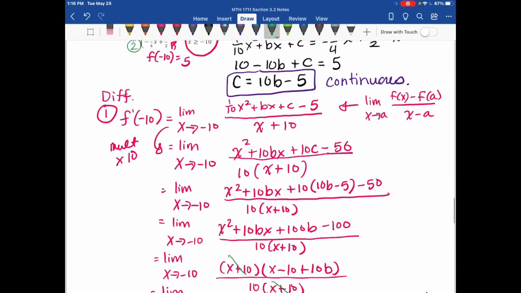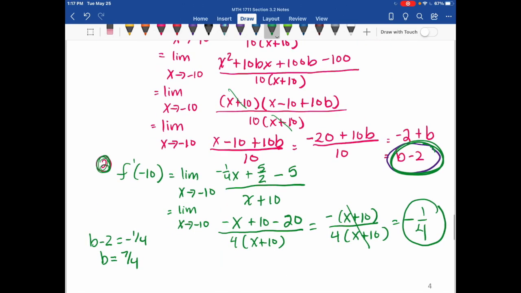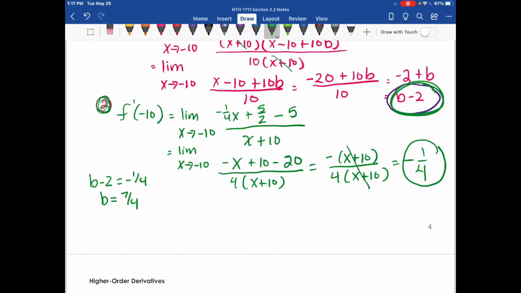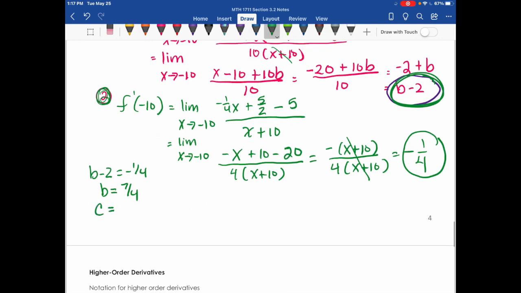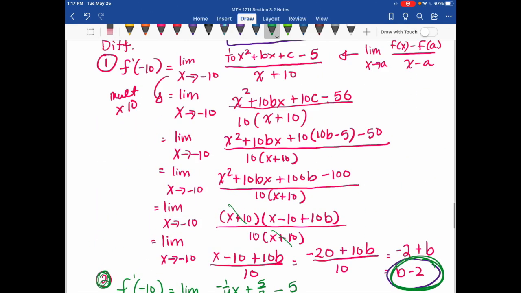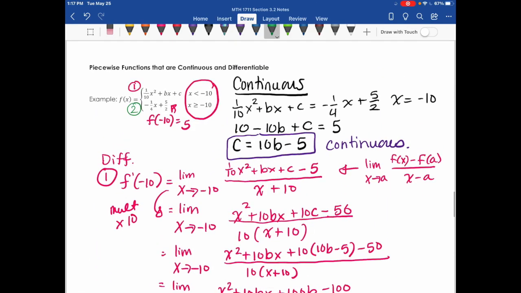And then I can use substitution and go ahead and plug back in. We had that formula up here for c. If I plug that back in for c up here, right, we have c equals 10b minus 5. I'm going to plug b in, and I'm going to get that c is equal to 10 times 7/4 minus 5, and that's going to give me 25 over 2. So now we have our values for b and c.